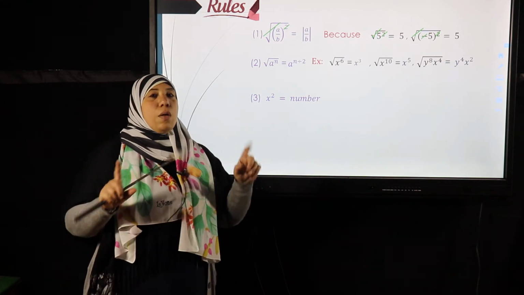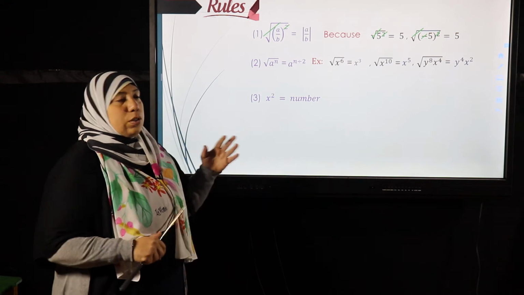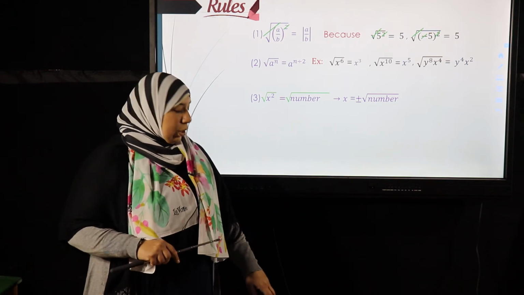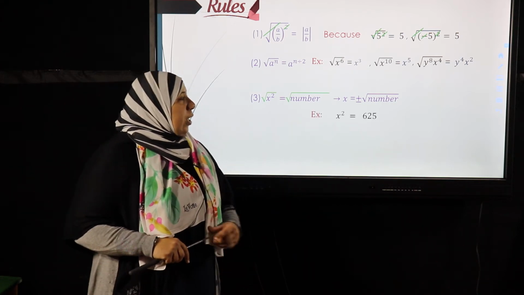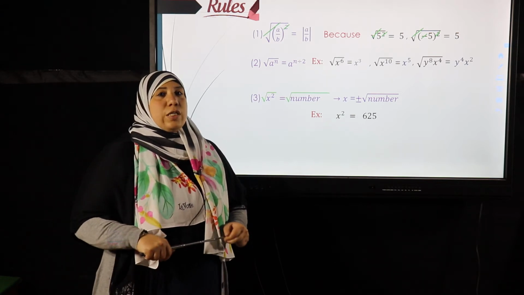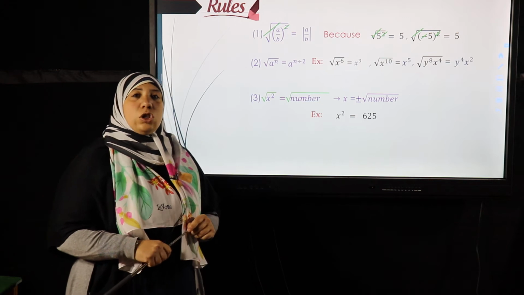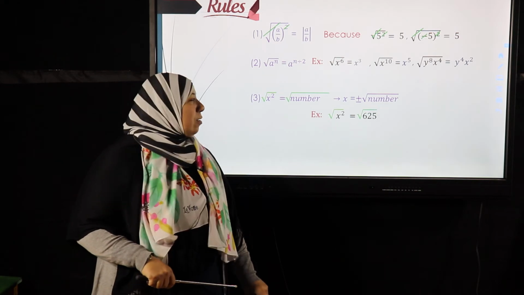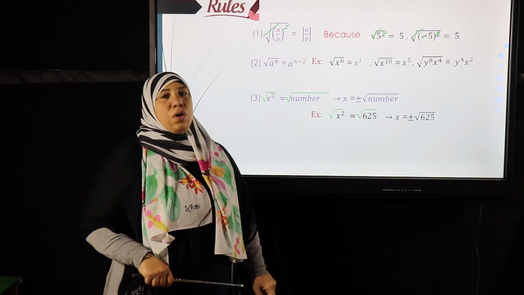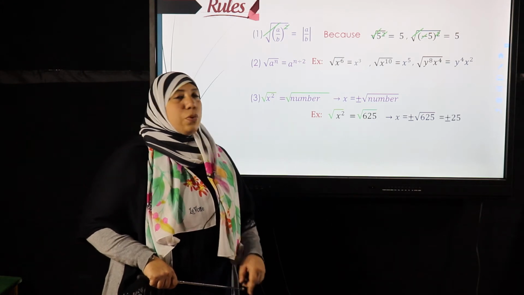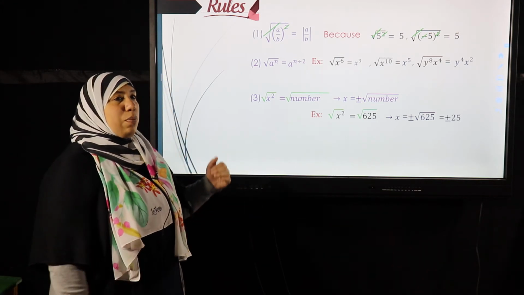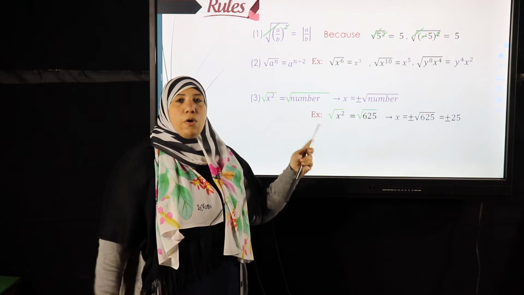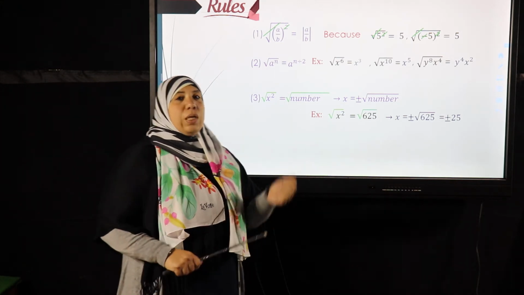If he said that there is a number to the power 2 equal to 9, for example, this number will be the positive or negative square root of the number. For example, if x power 2 equals 625, what is this number? We find the square root of both sides, which will be positive or negative root 625, so it will be positive or negative 25. As we said before, this 625 is a perfect square because it resulted from a square of the number, so this number could be positive or negative.